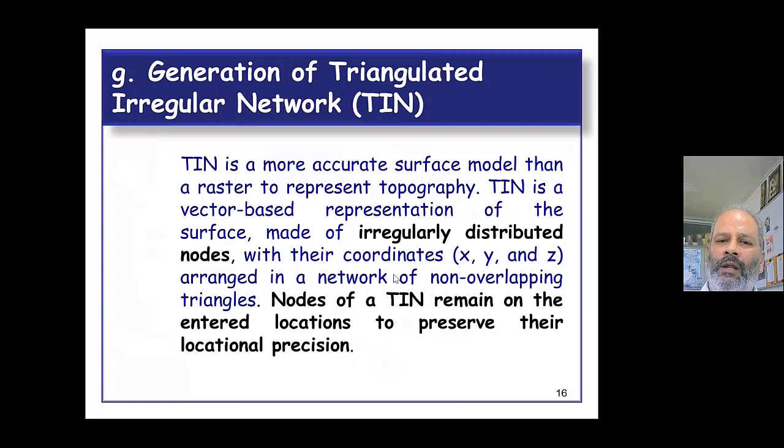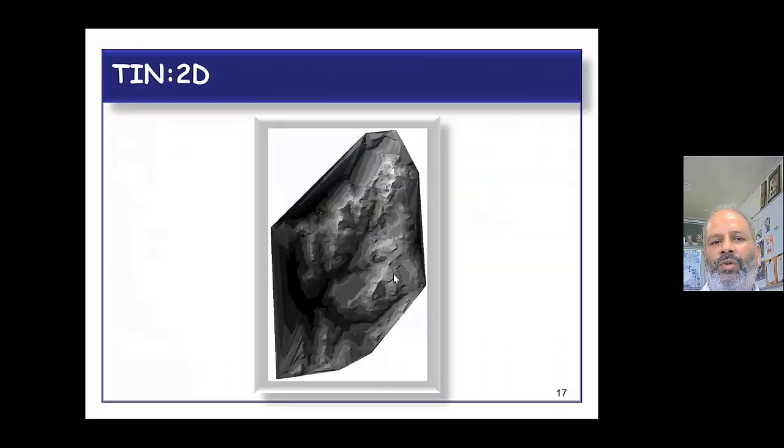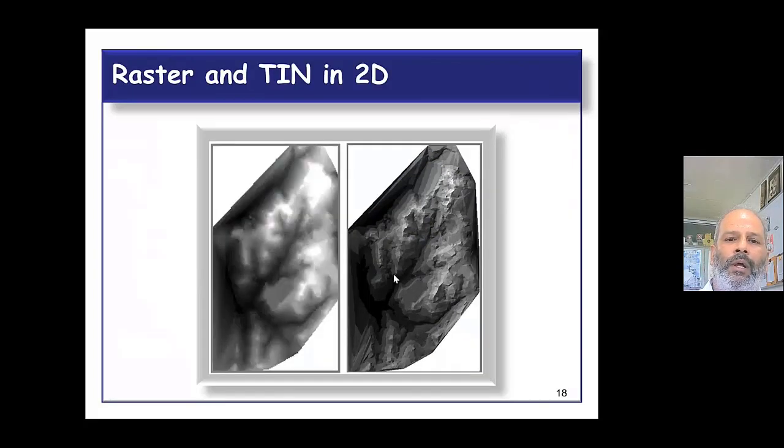Actually, in GIS, we generally deal with two types of data, vector and raster. If we take an image, that is raster data. If we convert these points into this TIN, that leads to the development of the TIN, which is the vector representation. This shows the 2D view of the triangulated irregular network that we have developed.